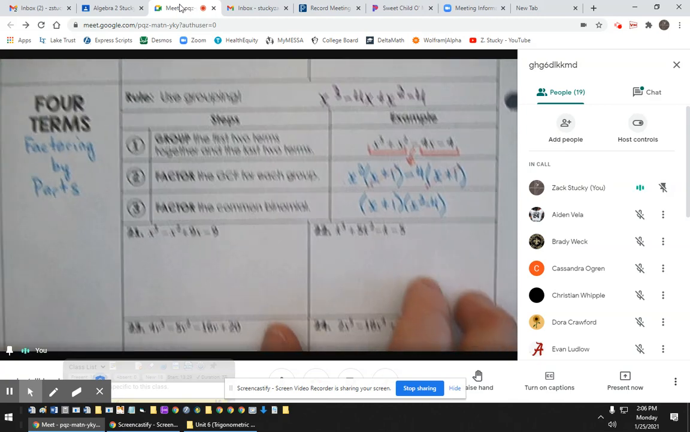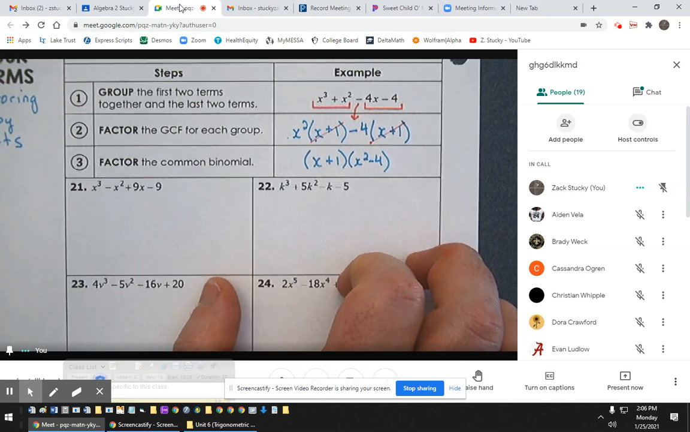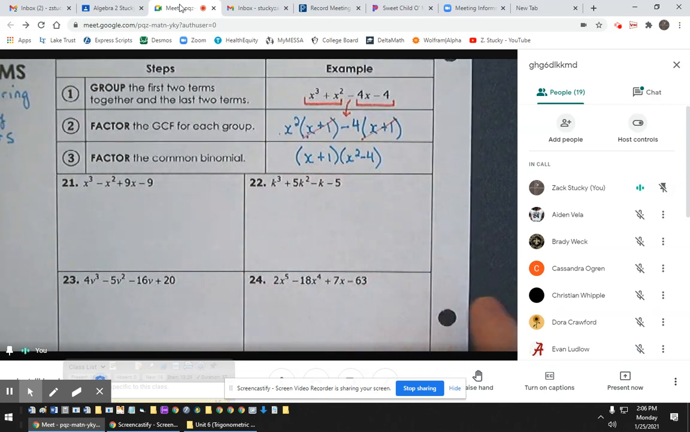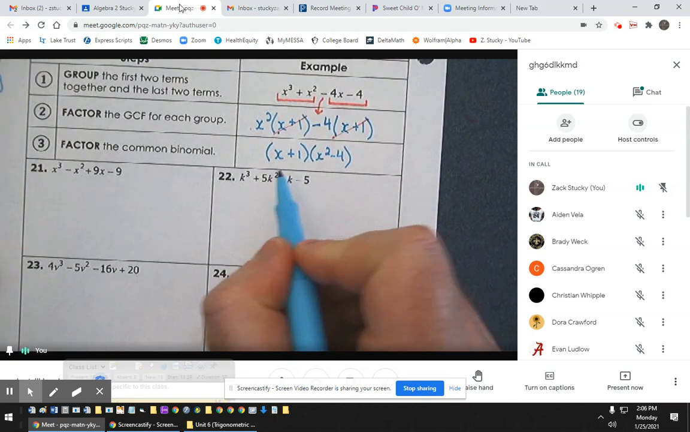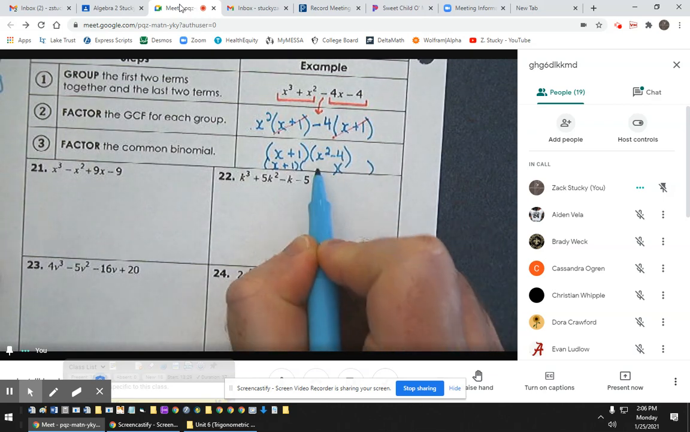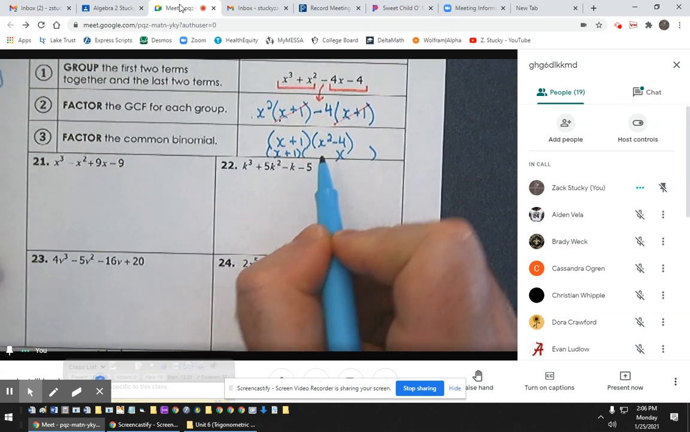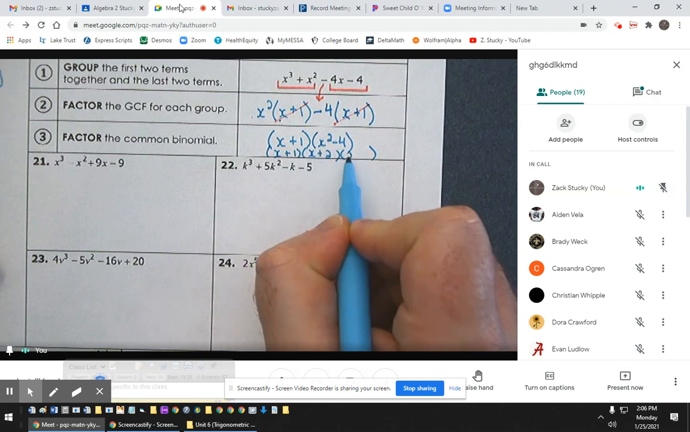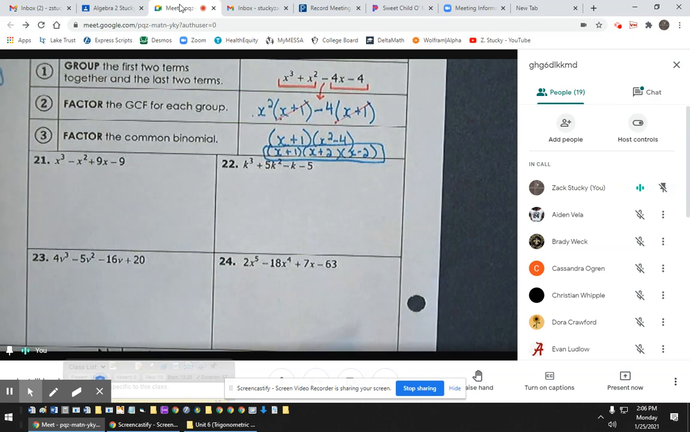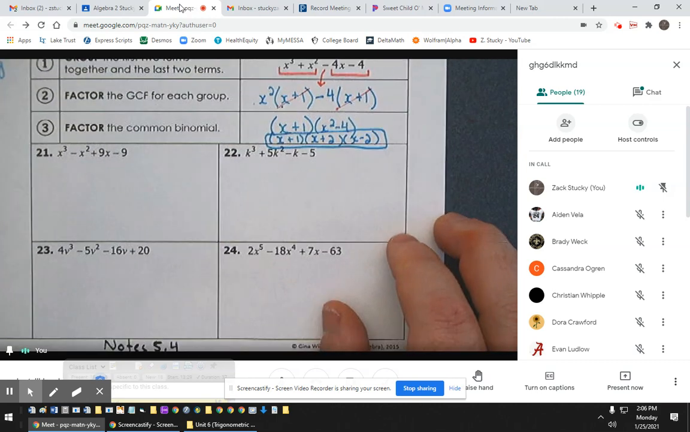Now, why are we still not done with this? What's special about this? This is a perfect square. So we would actually go one more time and make this x plus 2. My bad. X plus 2, x minus 2. Then we are done. We just have to look out to make sure. You guys try number 21.